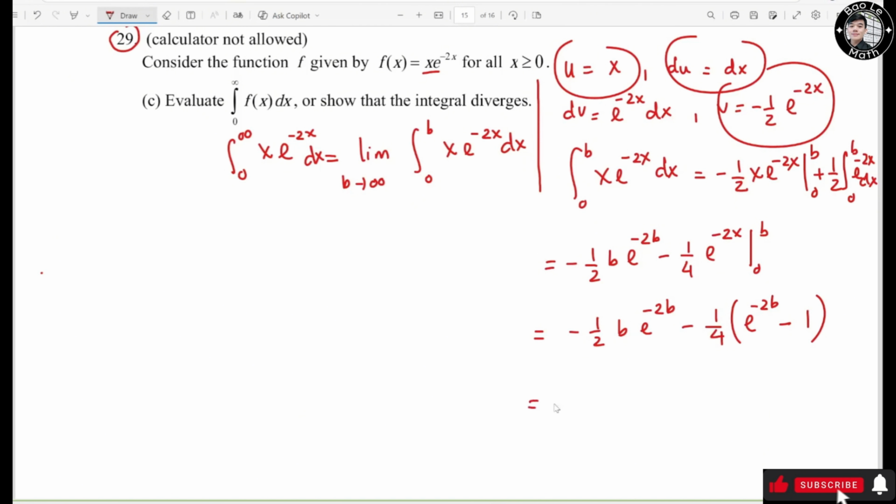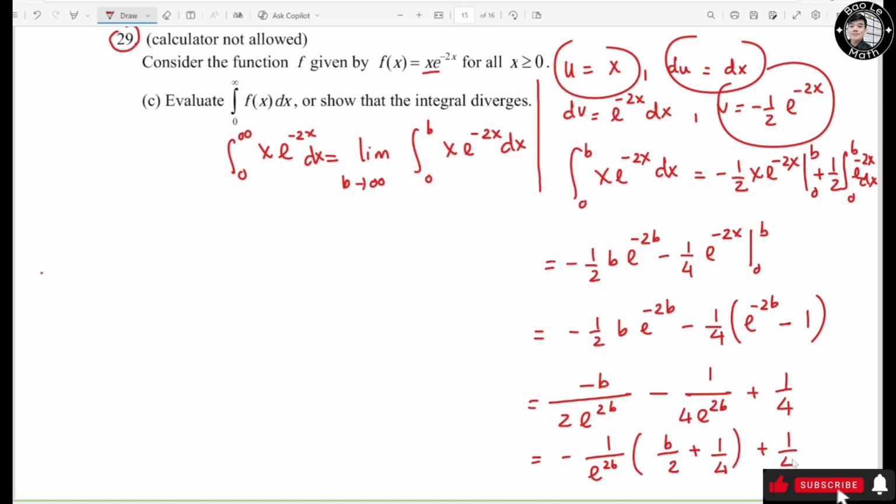Now I'm going to simplify this one, so it's going to be negative b over 2 times e to the 2b, right? Distribute this one, so it's going to be minus 1 over 4 e to the 2b, right? Plus 1 over 4, right? Now I'm going to factor negative 1 over e to the 2b out. So it's going to be b over 2, right? Plus 1 over 4, right? Plus 1 over 4 right here, right?